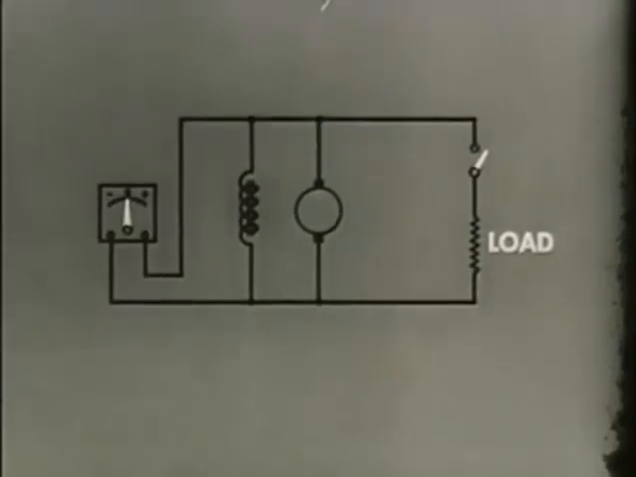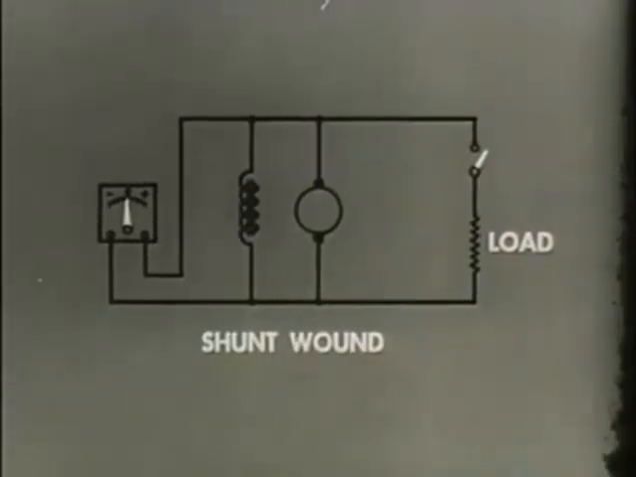When instead of in series, the field winding is connected in parallel with the armature and the load, we have a shunt wound generator. Kalau yang paralel tadi yang seri. Paralel disebut shunt wound. Kumparan paralel. Jadi ini statornya, ini rotornya. Oke.